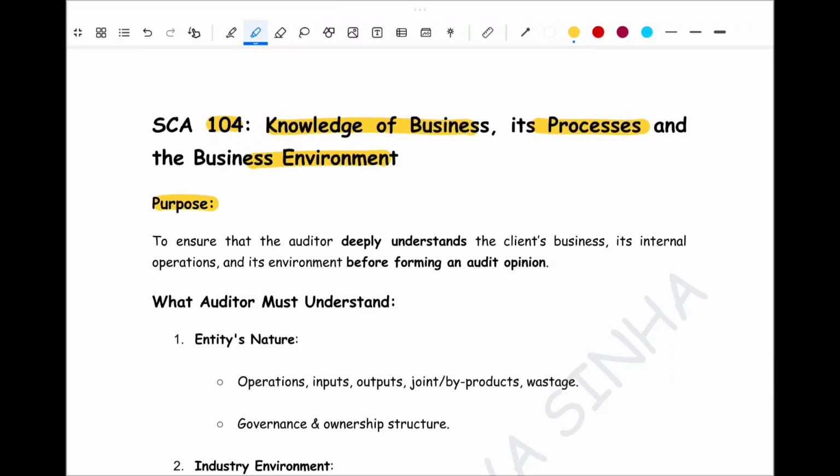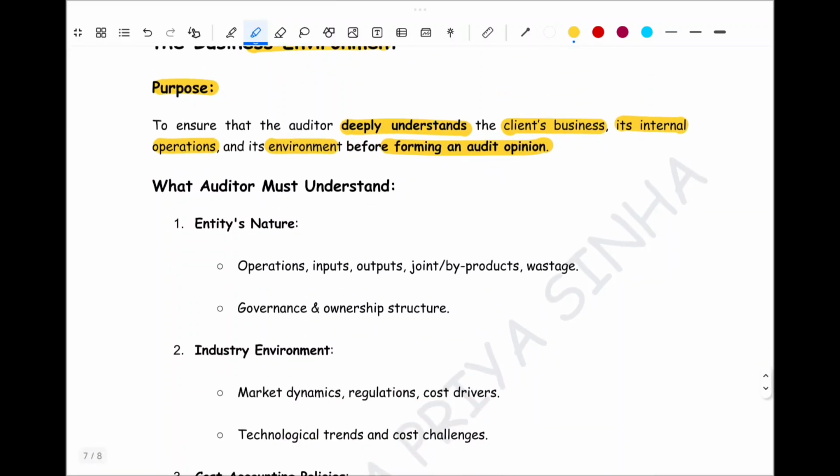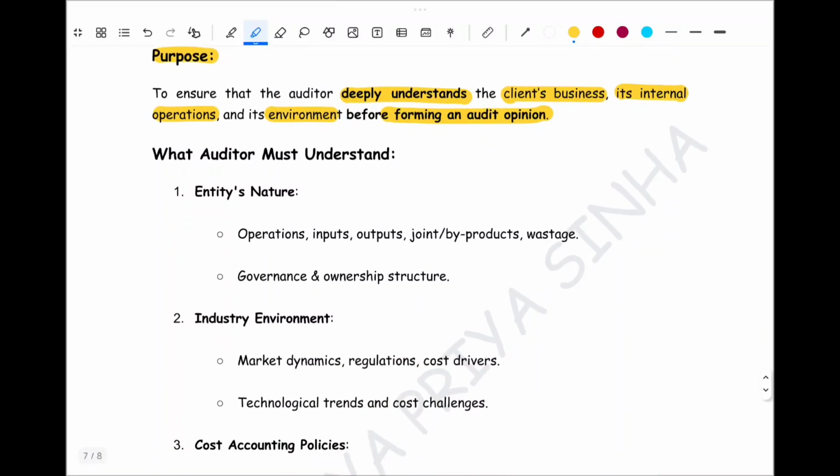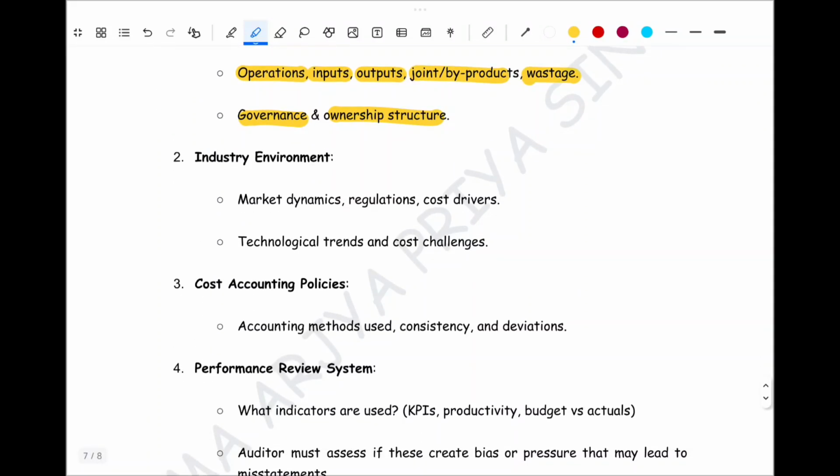Now next, what is the purpose? To ensure the auditor deeply understands the client's business, its internal operations, and its environment before forming an audit opinion. Very much important. What must the auditor understand? The entity's nature, that is its operations, inputs, outputs, joint products, byproducts, wastage, governance and ownership structure, that is also important.